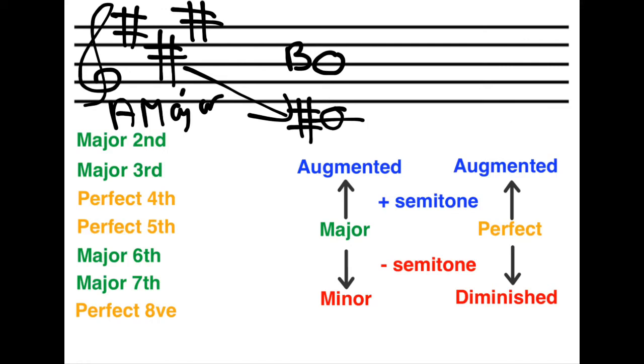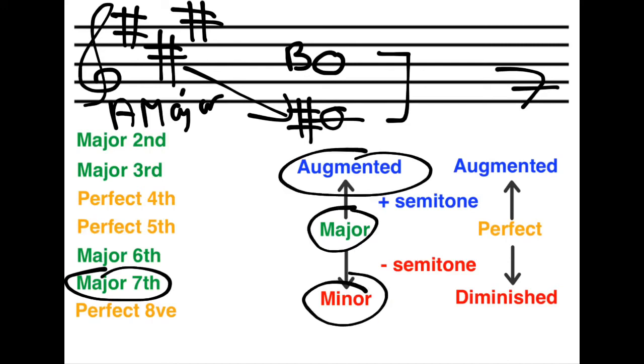Well, count up from C to B and you get a 7th of some description, so you know that you could be dealing with major 7ths, augmented 7ths, or minor 7ths. Ask yourself, does B belong to the scale of C sharp major? No, it doesn't. It's a semitone lower. B is normally sharpened in the scale of C sharp major, but you just have a B natural. So because it's a semitone lower, you've taken what would have been a major 7th and made it a minor 7th.